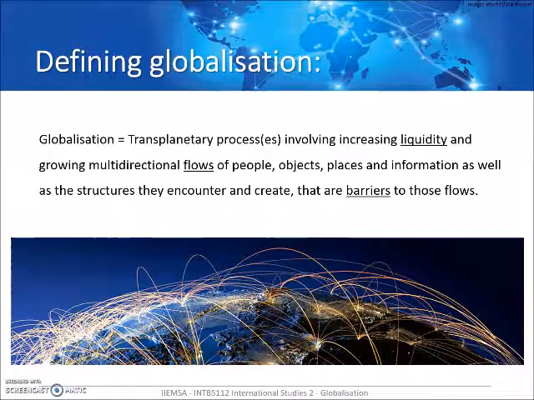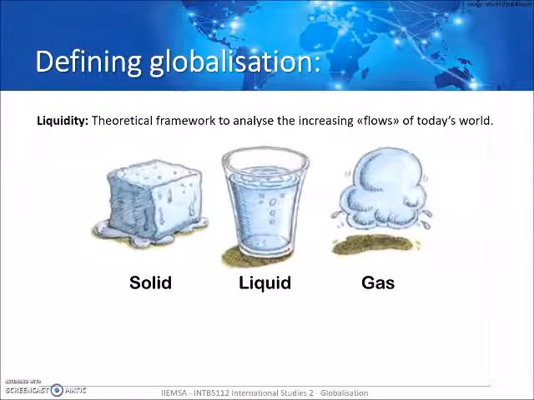So there's three concepts that I want to look at, right? Transplanetary process makes sense, right? It's a global process now that involves the liquidity. Now, we're first going to look at what liquidity means. This is basically a theoretical framework that has been used by academics, by researchers, to define how globalization works, right? And it's very easy.